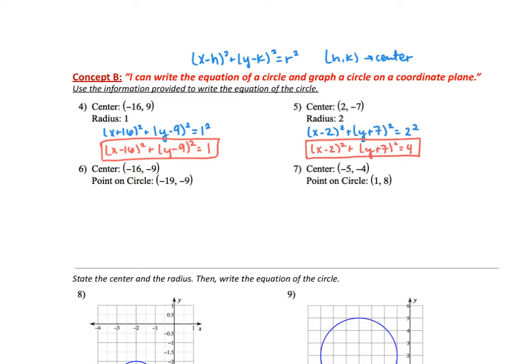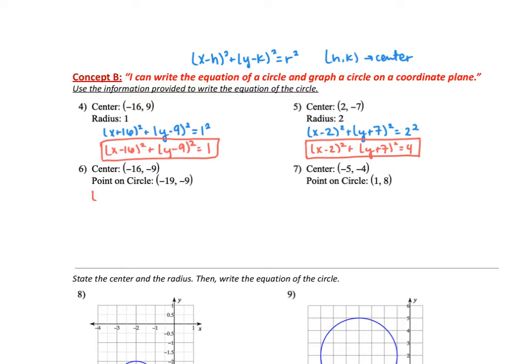All right, number 6, we're given the center and a point. So there's 2 ways you can do this. You could do it by plugging it into the equation here and solving for your radius, or you could use stack and count. So I'm going to show both ways. First I'm going to show it plugging it into the equation here.